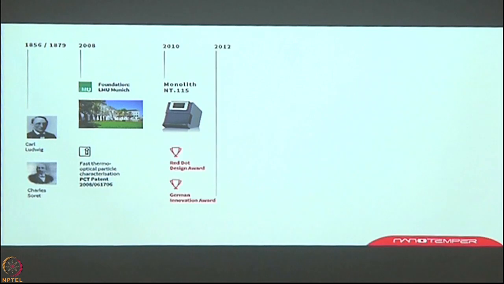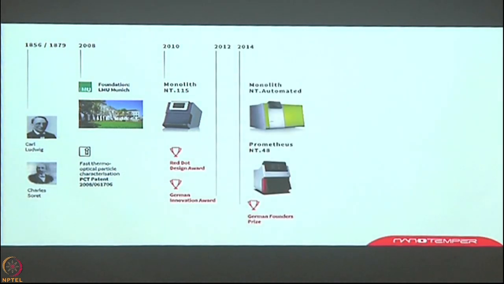Until the two CEOs of our company filed a patent in 2008, they said that thermophoresis can be established at a microscale level, which can be used to determine the binding affinities. From there, the company started. And as I said, the first instrument, which was launched in 2010, is in front of you. They said that using this thermophoresis principle, you can determine the binding affinities. Later on, different versions came into the picture.